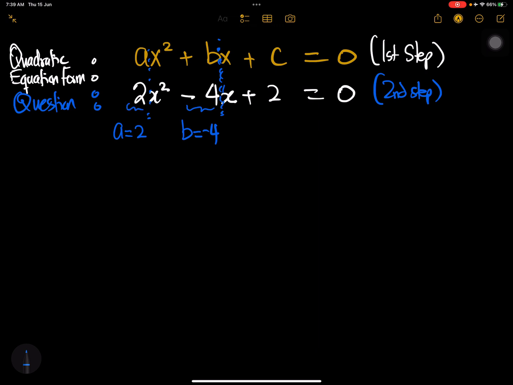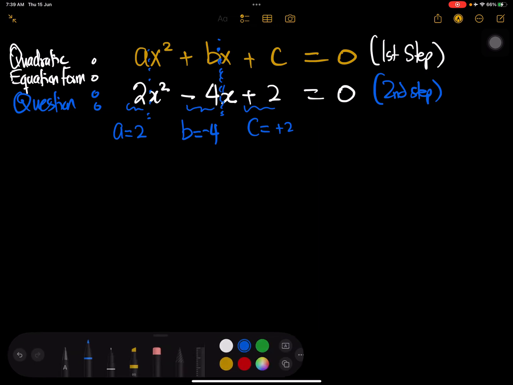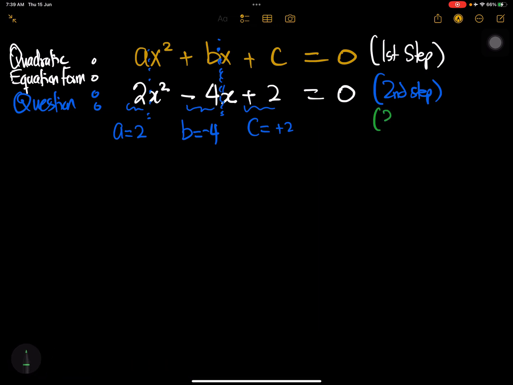And then we can also see that C is plus 2 right there. The third step is to determine the variables. So the variables, that's what we found. A is equal to 2, B is equal to negative 4, and C is plus 2.